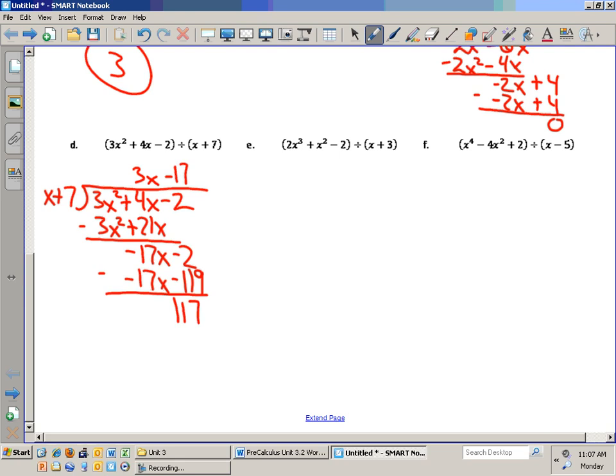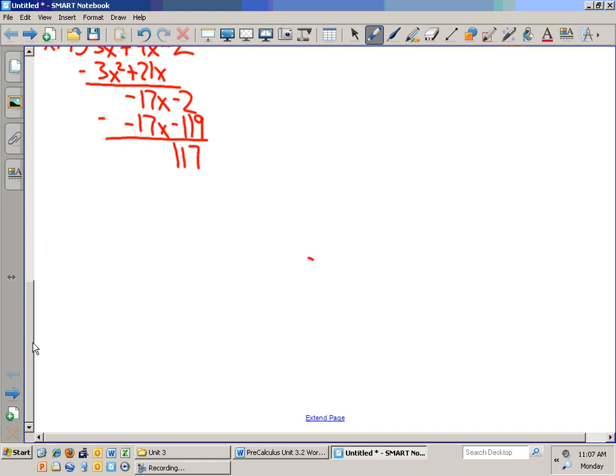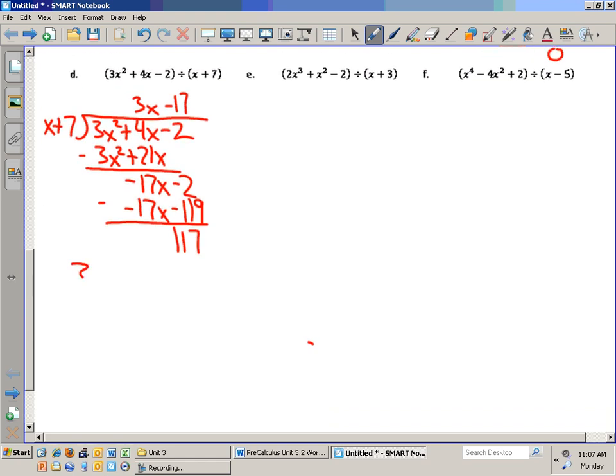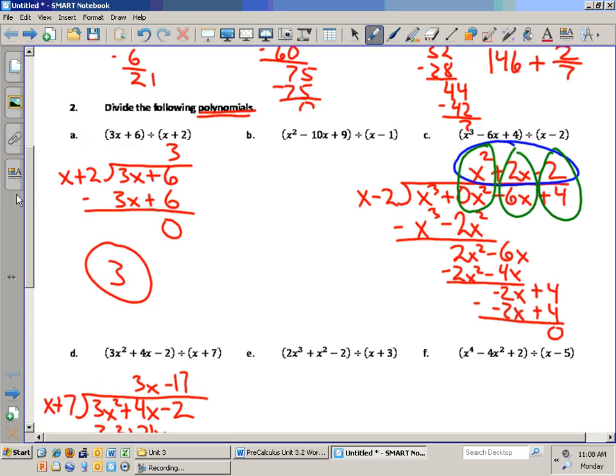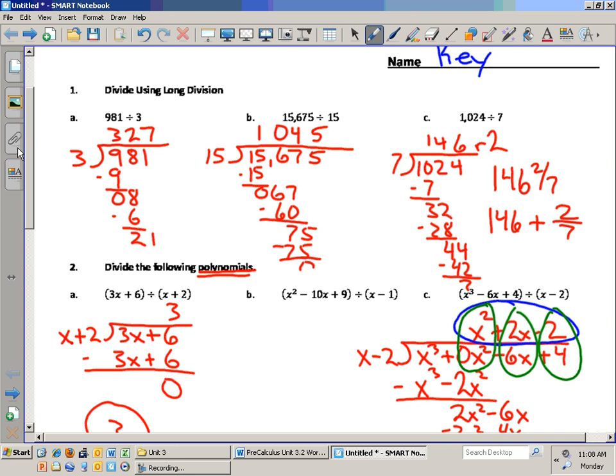Now, here's where I want you to make a note probably differently than what your book does. And the reason why is because I feel that this is more, anybody can write remainder 117. I want you to think of it in terms of a polynomial, and the way that we would have to write it is the way that we would actually see it graphed would be as follows. 3x minus 17, and then like we did above, we have our remainder over our divisor.